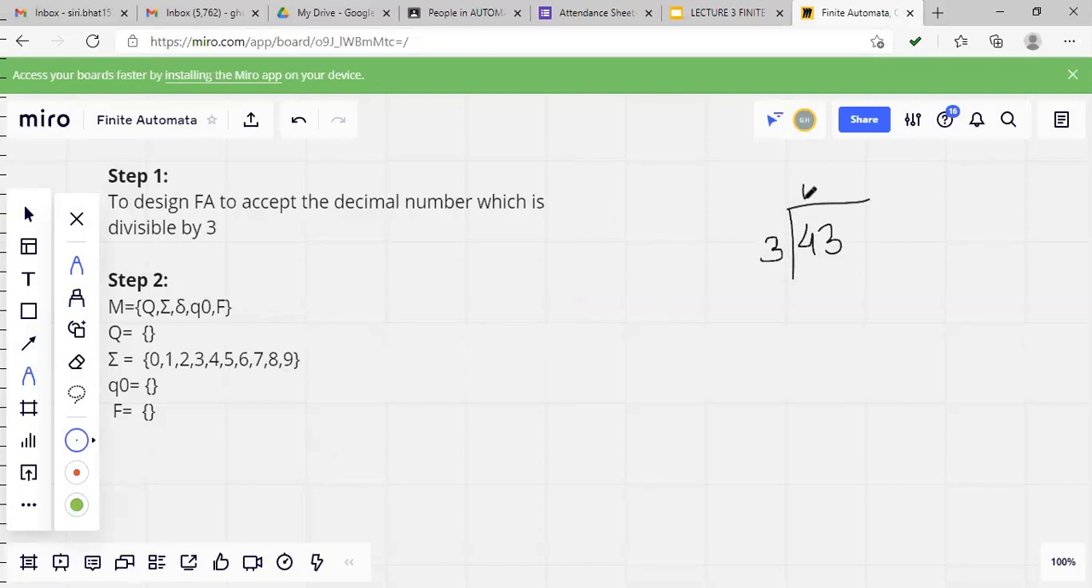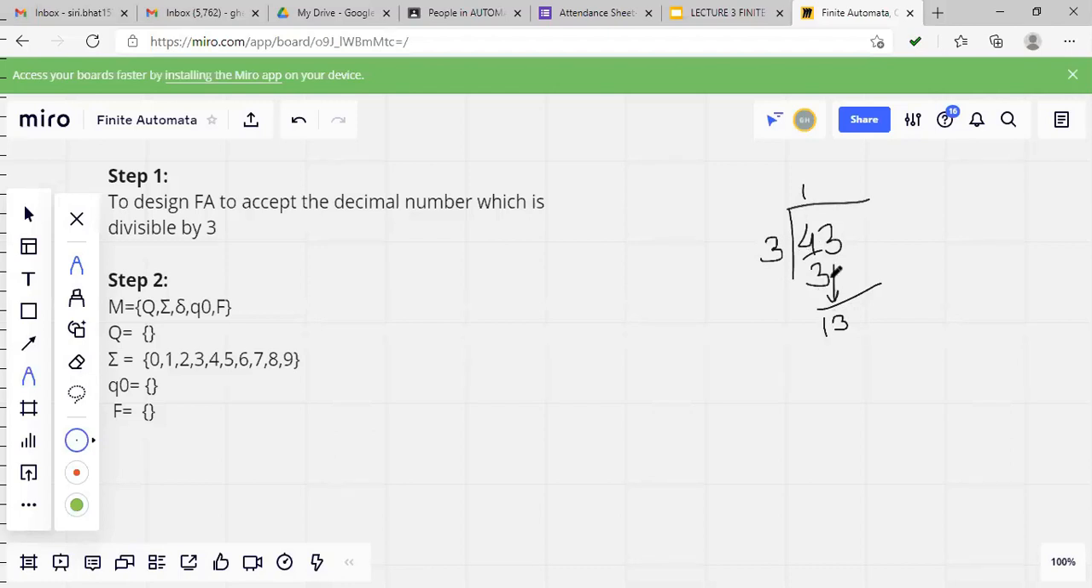Okay, so 3 ones are 3, right? Then there is a remainder 1 here, right? After that, with this 1, we take this, right? We read one digit at a time, right? First we read this. 3 ones are 3. 4 minus 3 is 1.